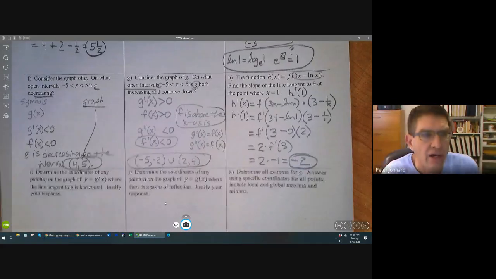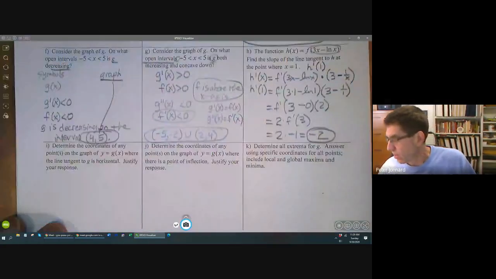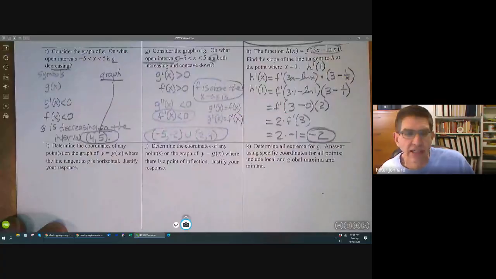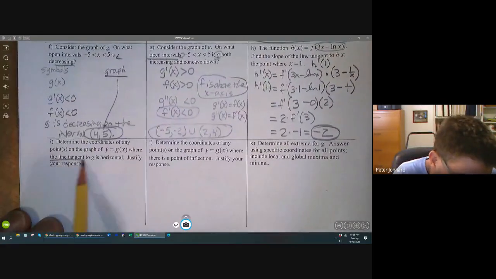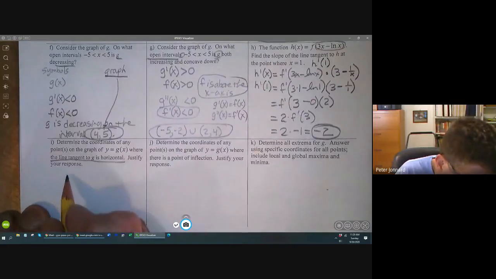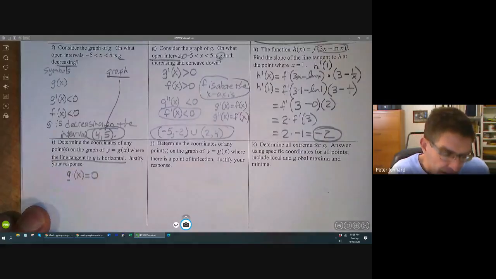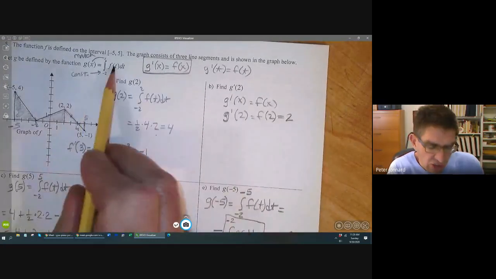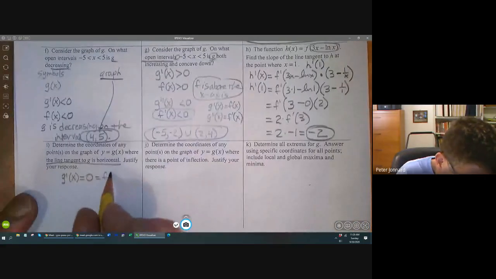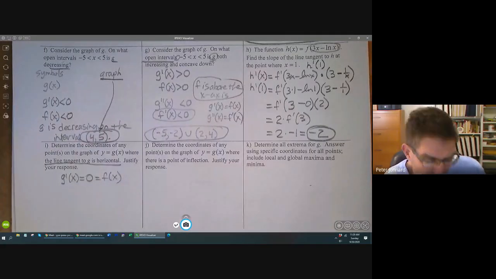Letter I. Determine the coordinates of any points on the graph of g of x where the line tangent to g is horizontal. So what they are telling you is they need g prime of x to be equal to 0. Well, we've talked about this before. g prime of x in this context is just f of x, so that just means f of x has to be 0. Not a big deal. We just need to find out where f of x is 0.